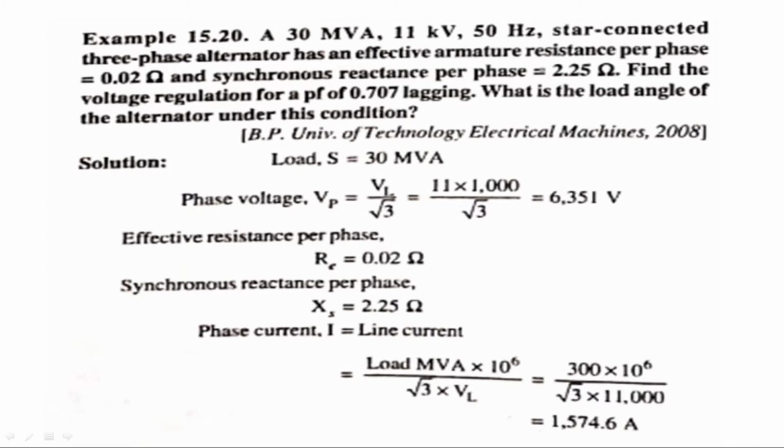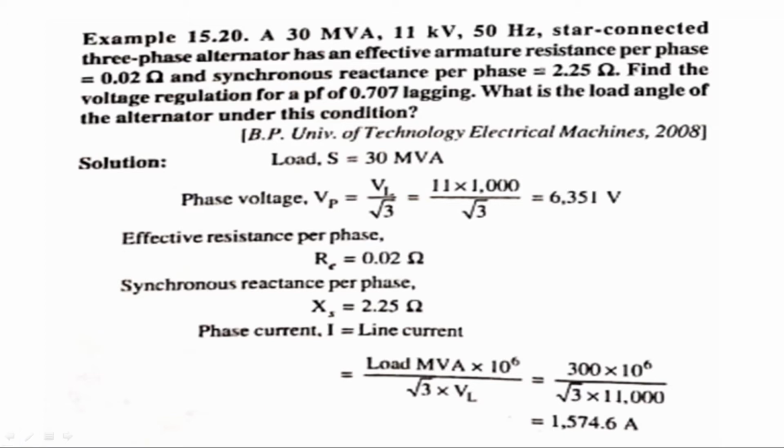Load is given as 30 MVA. Phase voltage we can calculate by line voltage divided by root 3. Line voltage is 11 kV, that is 11 into 10 power 3 by root 3 will give us the value of phase voltage. 6351 volts is the value of phase voltage.